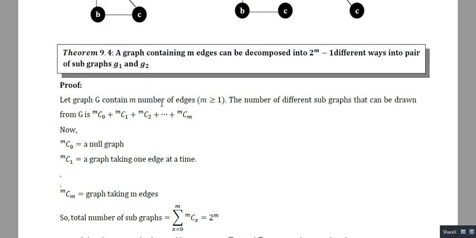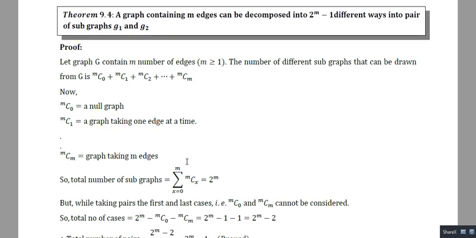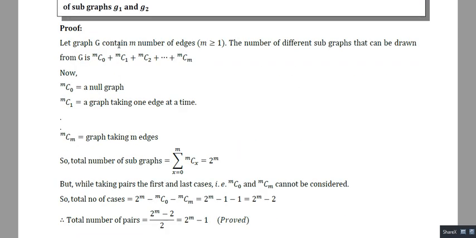So this is one standard theorem. A graph containing m edges can be decomposed into 2 power m minus 1 number of pairs of subgraphs G1. So you just apply the principle of counting, right? You just go through this derivation. I have given the complete derivation.